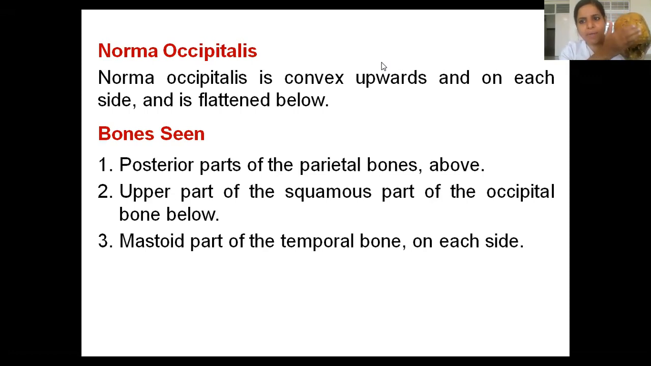You are finding the squamous part of the occipital bone. You are finding the mastoid part of the temporal bone on each side. These are our mastoid processes, right? Mastoid process of the temporal bone on each side. Okay.